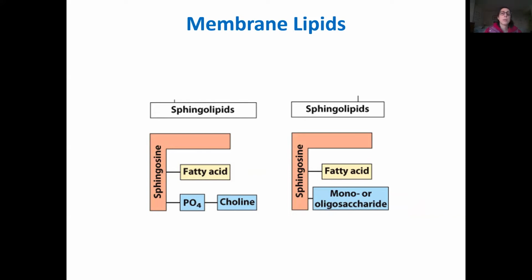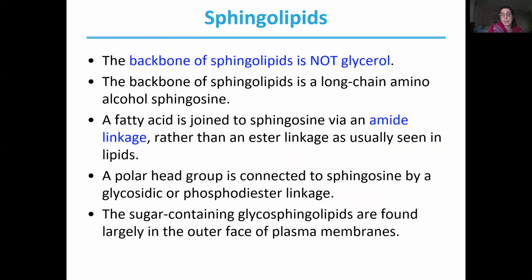Okay, let's move on to another major type of membrane lipid. These are lipids that do not use glycerol. We just spent a bunch of time talking about glycerophospholipids. Those were all lipids that at least had glycerol as their backbone and had a phosphate group on them. These membrane lipids utilize a different type of backbone, so no glycerol, and they are called sphingolipids.